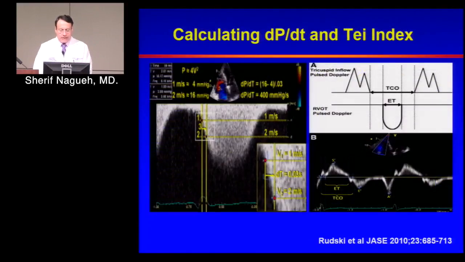Two other measurements are shown on that slide. One is the dP/dt, and I would emphasize this mostly as a qualitative signal. Look at how the velocity in the ascending limb of the tricuspid regurgitation signal is rising, how steep the slope is for velocity versus time. If it rises fast, it's because the RV pressure is rising fast, and when the RV pressure is rising fast, we draw the conclusion that RV function is normal. If it rises slowly, then the RV function is worse.